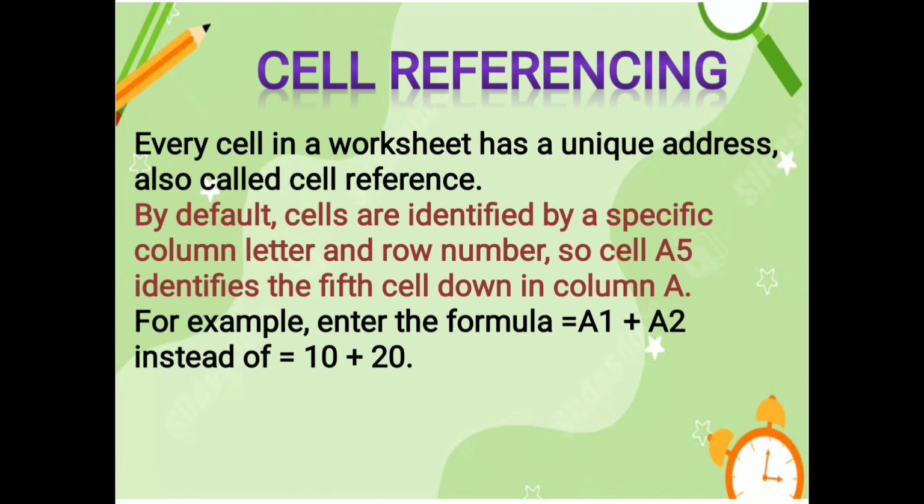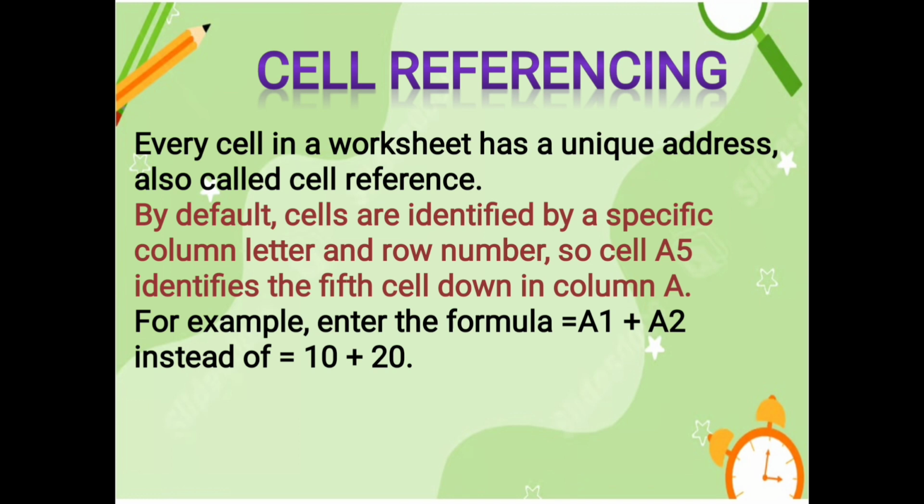So what is cell referencing? Every cell in a worksheet has a unique address, also called cell reference. Okay, by default cells are identified by a specific column letter and row number. So cell A5 identifies the fifth cell down in column A. While entering formulas, use cell references instead of actual data wherever possible. Okay, if you want to enter a formula, enter =A1+A2 instead of =10+20. Clear everyone? So when you use cell references and you change a number used in a formula, Excel will automatically redo the calculation for you.